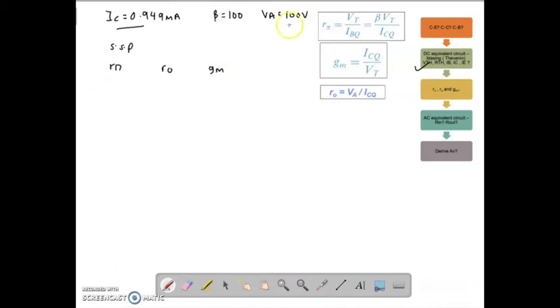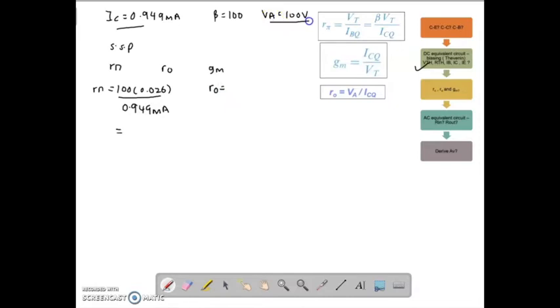So your R pi equals beta, which is 100, times VT, which is 0.026 thermal voltage, divided by your ICQ. ICQ is 0.949 milliampere, so you can get your R pi. So how about R out?